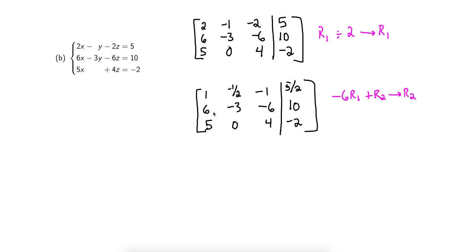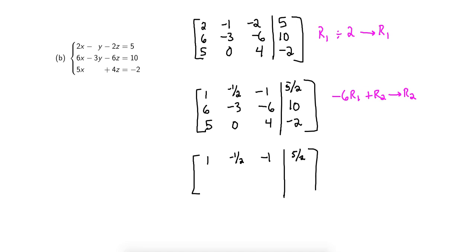I already know what's going to happen, so I'm not going to bother with the negative 5 times row number 1 added to row number 3, but you could if you wanted to. Again, row number 1 is not going to change. It's okay about fractions. Sometimes we have fractions. That's fine.